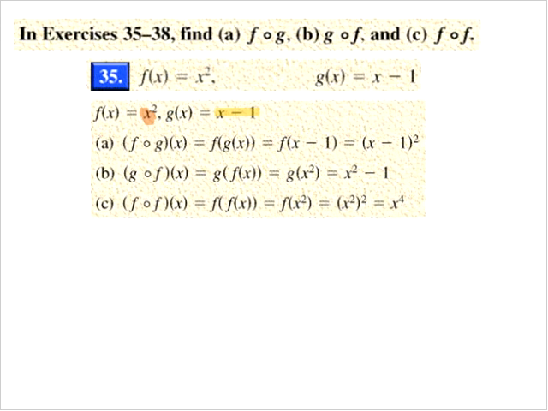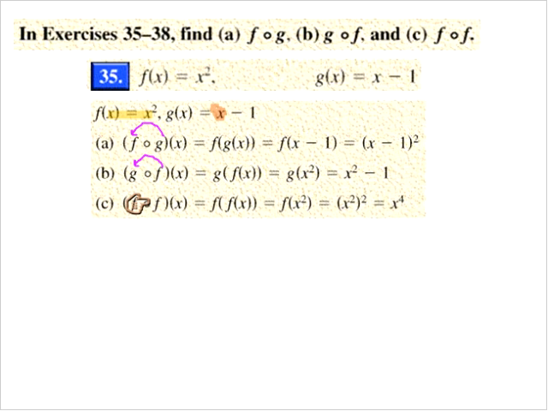Now let's do it the other way around. Let's take g of f, so I'm plugging f into g. It always goes, the second thing goes into the first. So we have g of x squared, so that means here's an x, so I'm going to plug in x squared. We get x squared minus 1.